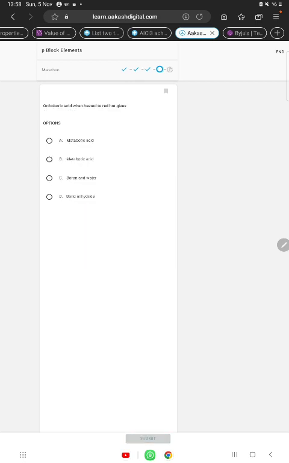Orthoboric acid when heated to red hot gives metaboric acid, and then boron and water, boric anhydride it will give.